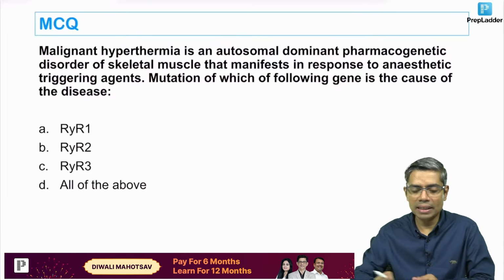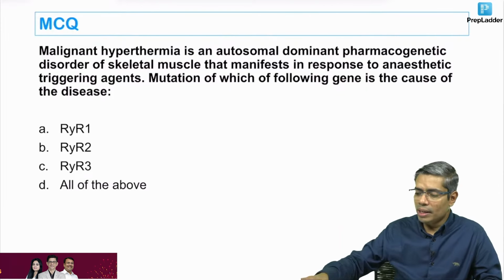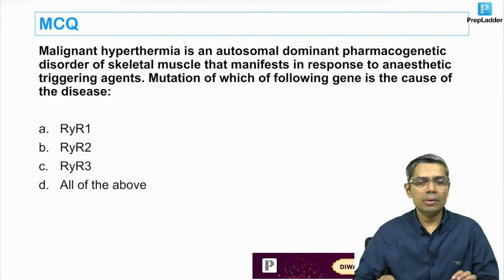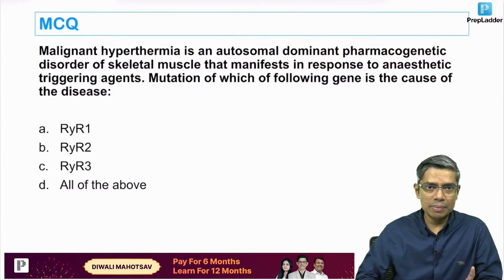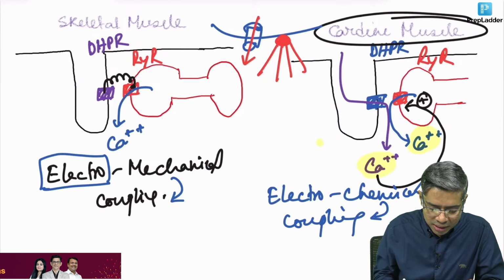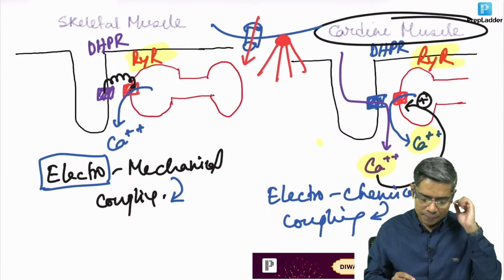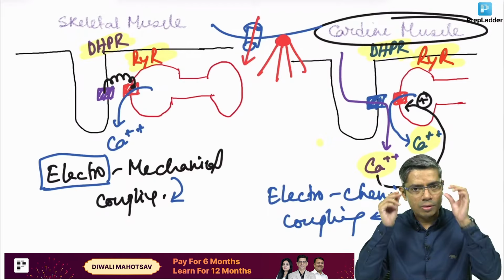So all of us know malignant hyperthermia is an RYR type of channel disorder. But why have I given this question in this MCQ session? Because I want you to remember whatever DHPR RYR question we discussed in the previous session. So here also we are saying that the RYR channel is there. In case of cardiac muscle, we are also saying the RYR channel is there. In skeletal muscle, DHPR is there. In cardiac muscle, DHPR is also there.